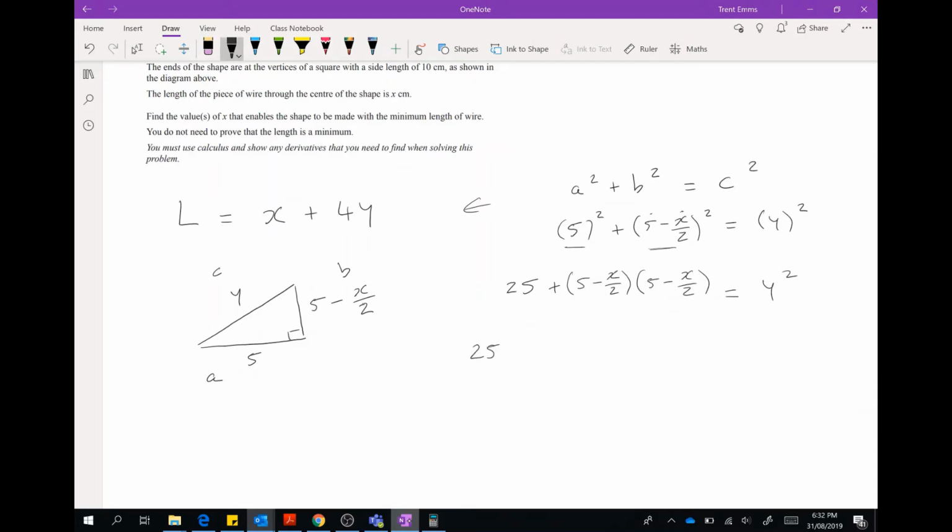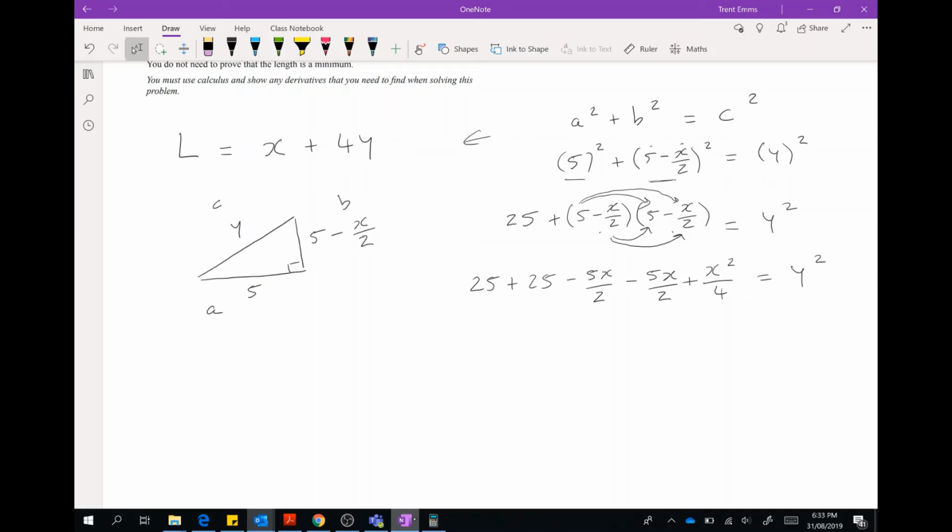And we're going to expand this out, so we've got 25 plus 5 5's give me 25. 5 times negative x over 2 is minus 5x over 2. And then again, minus x over 2 times 5 is minus 5x over 2. And x over 2 times x over 2 is x squared over 4, and because it was a negative times a negative, that's a plus, and that's equal to y squared.